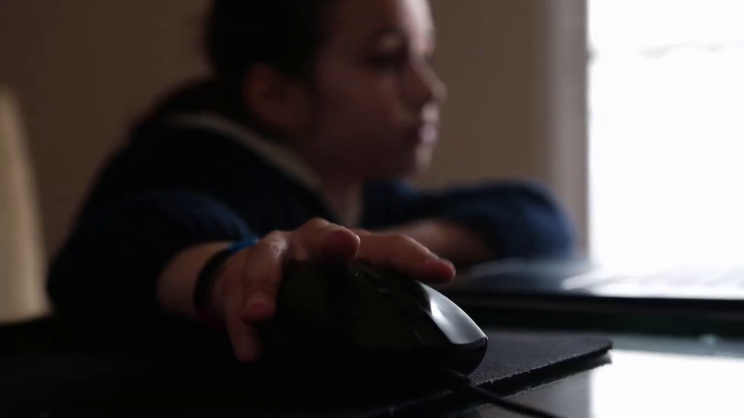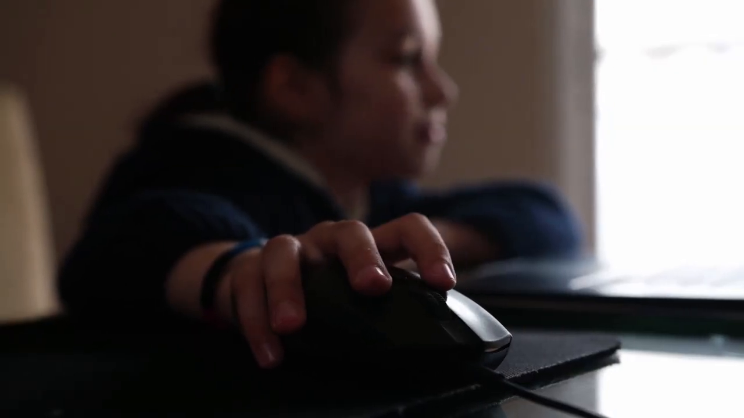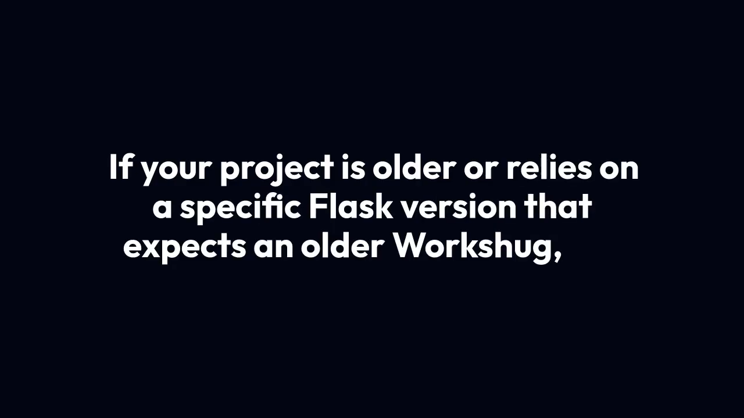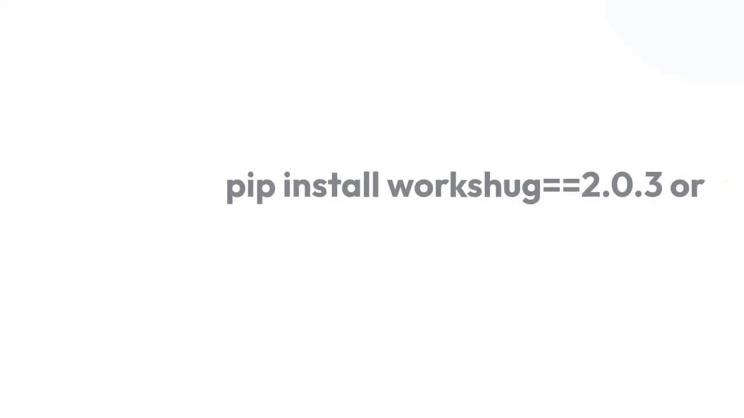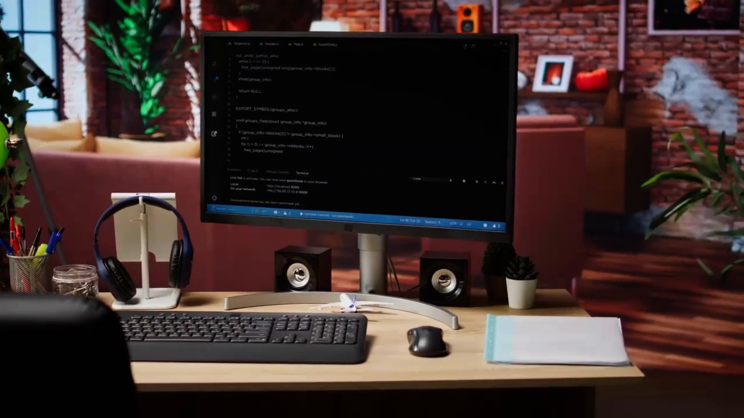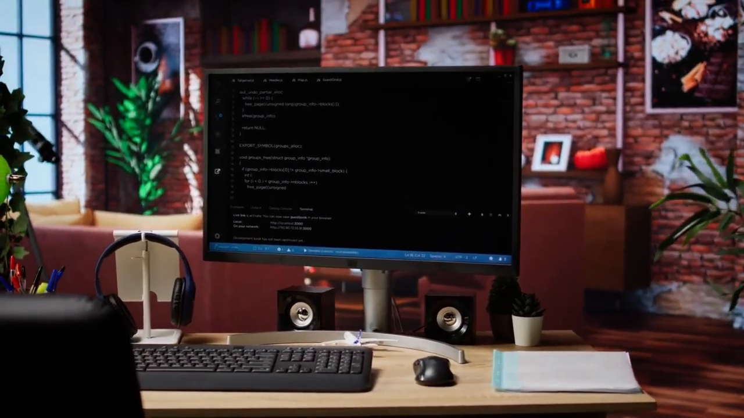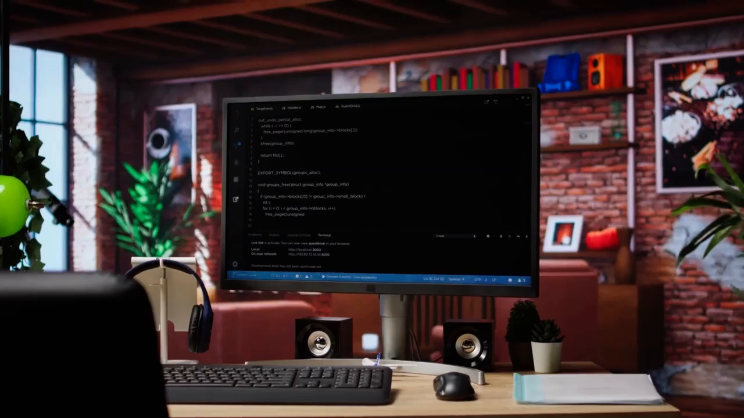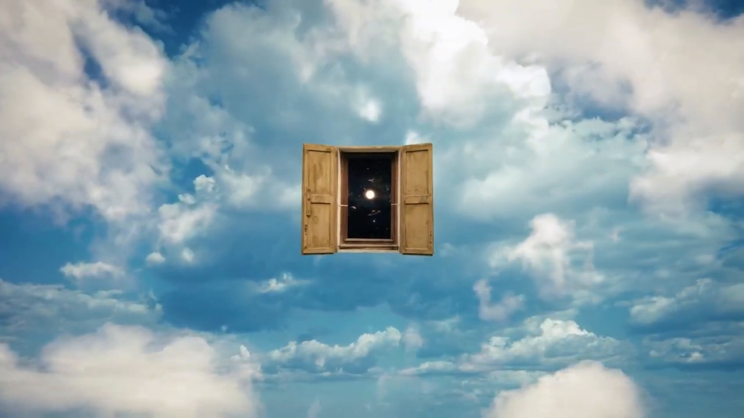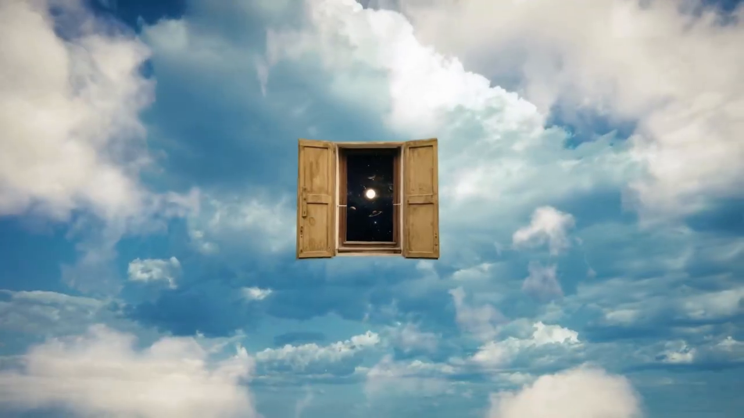One straightforward solution is to downgrade your werkzeug package. If your project is older or relies on a specific Flask version that expects an older werkzeug, the easiest fix might be to install a slightly older, compatible version. For example, you could try pip install werkzeug==2.0.3 or pip install werkzeug==0.16.1. Always refer to your project's requirements.txt file or the Flask documentation for the exact compatible werkzeug version. This forces your environment to use a werkzeug version where urldecode was still available at the werkzeug.urls path.